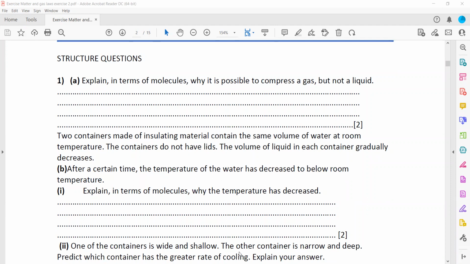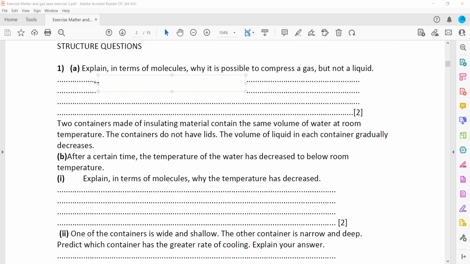Because in a gas the molecules are far apart, like they have more space between them, whereas in a liquid the molecules are close to each other. So in liquids, the molecules are close to each other. That's why liquids are difficult to compress. So answer here, in terms of molecule, why it is possible to compress a gas?